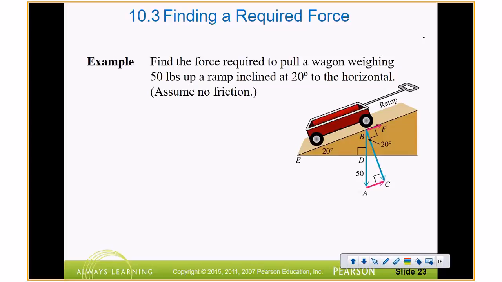Find the force required to pull a wagon weighing 50 pounds up a ramp incline at 20 to the horizontal. To the horizontal means that there's a 90 degree in there. You might highlight that. When you see "to the horizontal" in your physics problems or in the future, that means 90 degrees. And when something weighs 50 pounds, that means it's going to the center of the earth. So that's why you see that 50-pound vector going straight down, not in a 90-degree angle. It's going straight down.